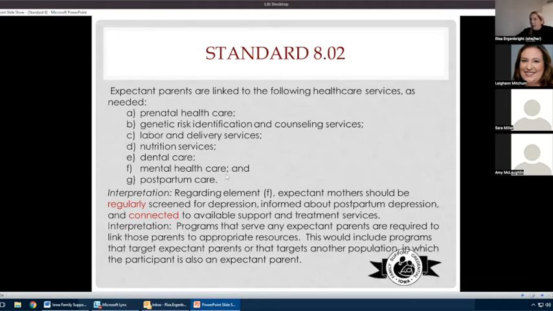And again, we talk in here about element F on this one: expectant mothers should be regularly screened for depression and connected to available supports. Also down here in the interpretation, programs that serve any expectant parents are required to link those parents to appropriate resources. That would include programs that target expectant parents or programs that target another population but happen to include expectant parents.